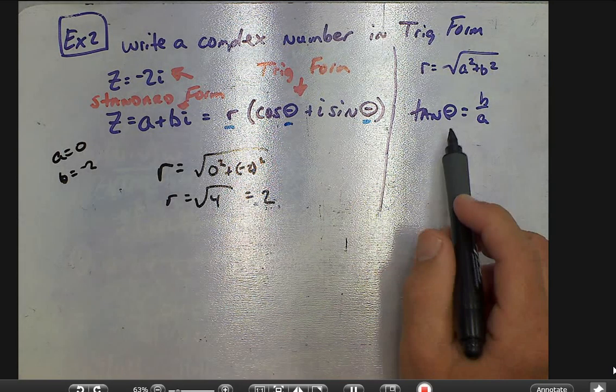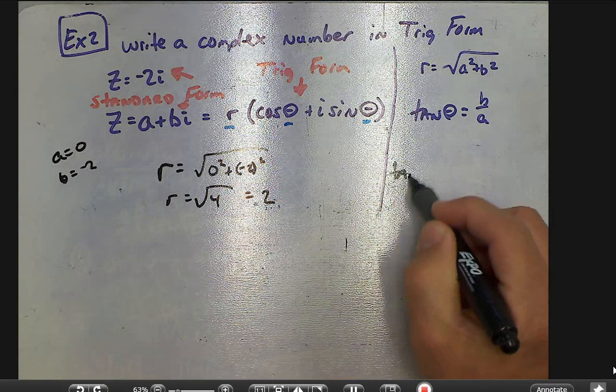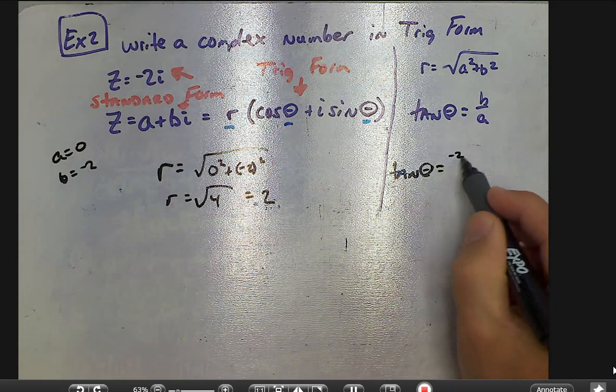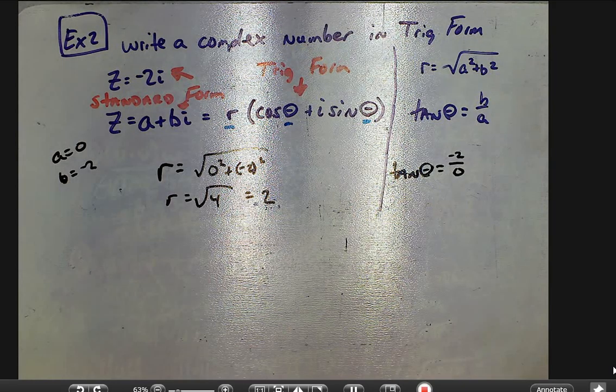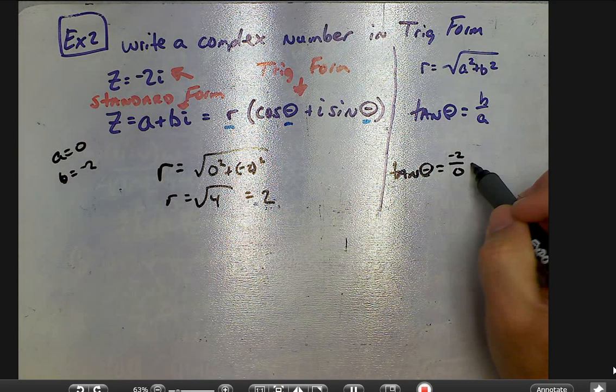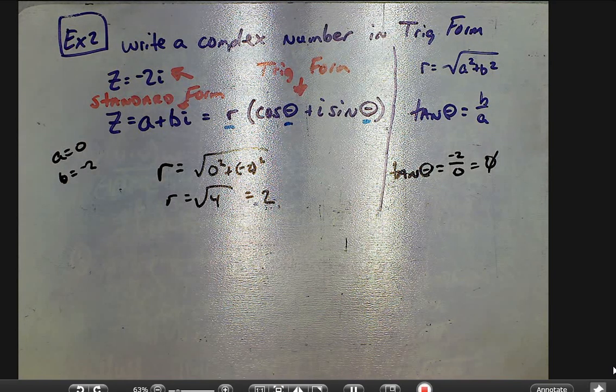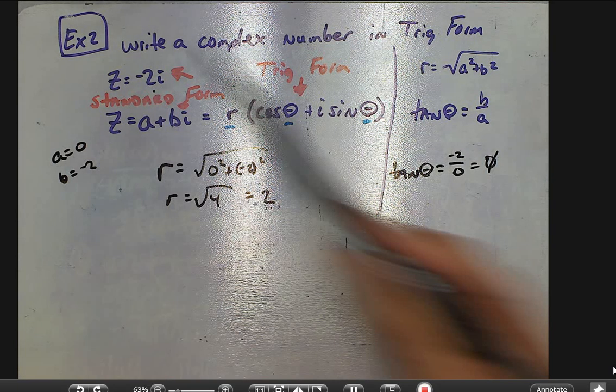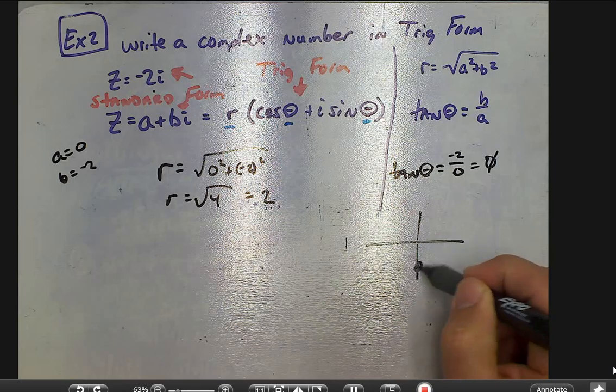Tangent of theta is b over a. So the tangent of theta is negative 2 over 0, which tells me that the tangent of theta is undefined. Okay, so now I have to find it a different way, because there are ways for tangent to be undefined, because it's all the asymptotes in the graph. So what we do now is, we're going to graph negative 2i, and negative 2i is right there.